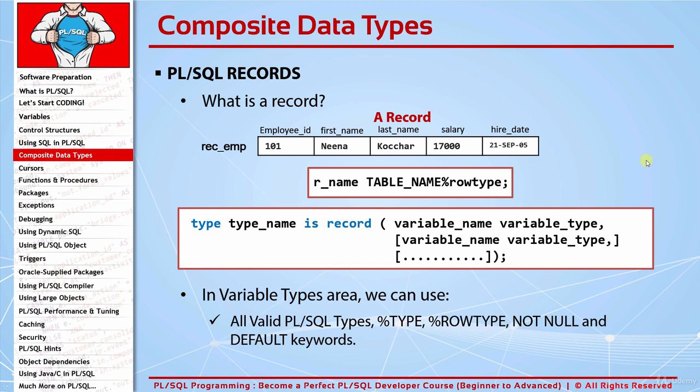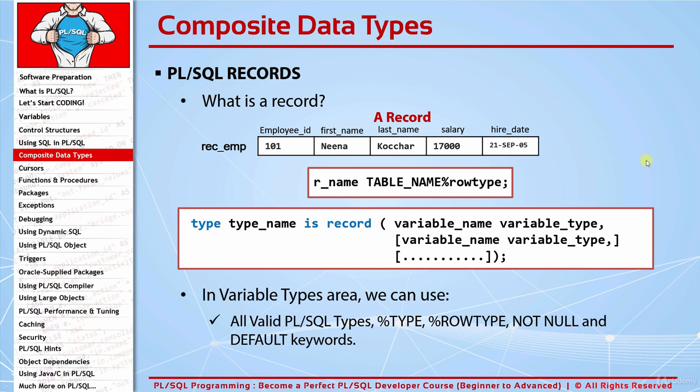Besides, we can use %type to get another variable's type or a row's type. Or we can have another record using %rowtype to copy a table structure. Or we can use not null to specify that it cannot be assigned null and the default keyword to assign a default value. When we complete creating our record type, we need to declare a record, because we can think of a type just like a number type, for example. It cannot hold any data. But when you create a variable with that type, it can have data of that type.